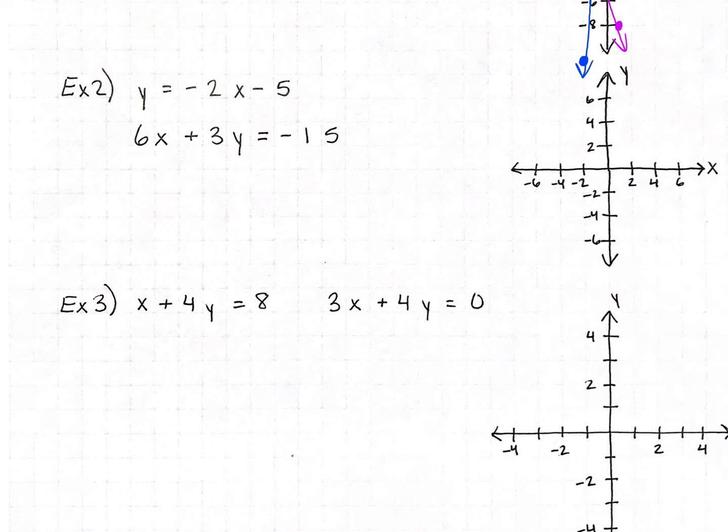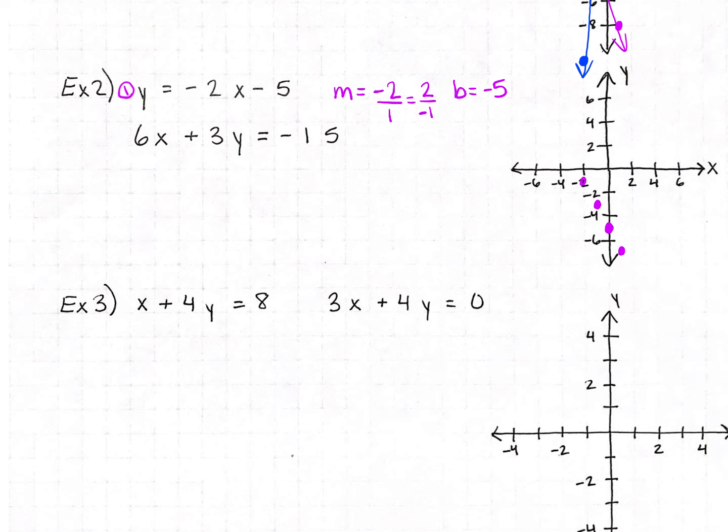Example 2. My first equation is already in slope-intercept form, so I'm going to identify the slope, which is negative 2, and I could write it as negative 2 over 1. And I'm going to identify the y-intercept, which is negative 5. I'll go ahead and graph this as my first equation. On the y-axis, I'm going to plot negative 5. Then I can go down 2, right 1, plot a point. Or that's the same thing as going the other direction, because I'll do the opposite of negative 2, which is positive 2, and the opposite of 1, which is negative 1. So I'll go up 2, left 1, plot a point.